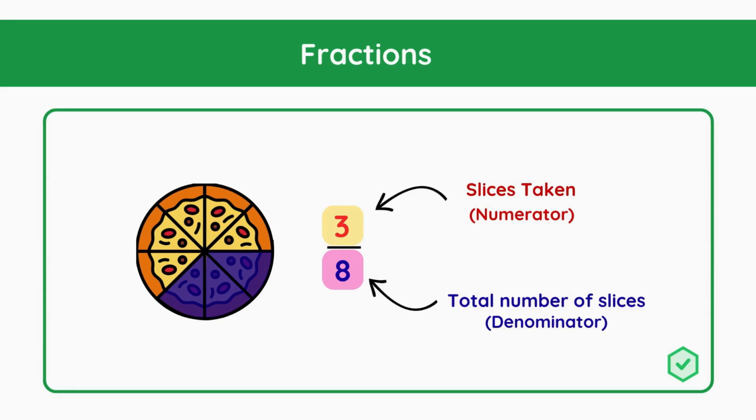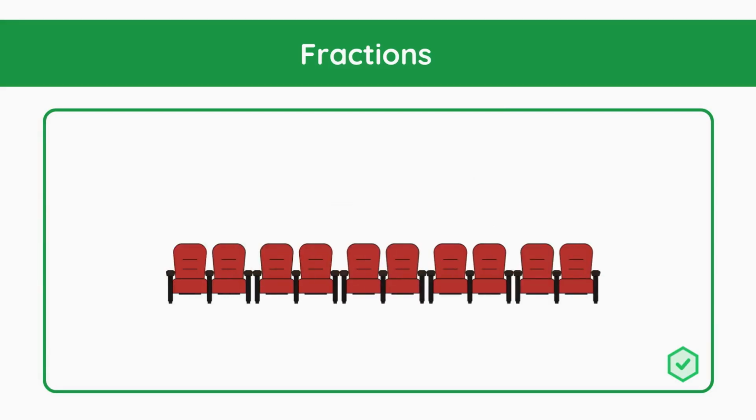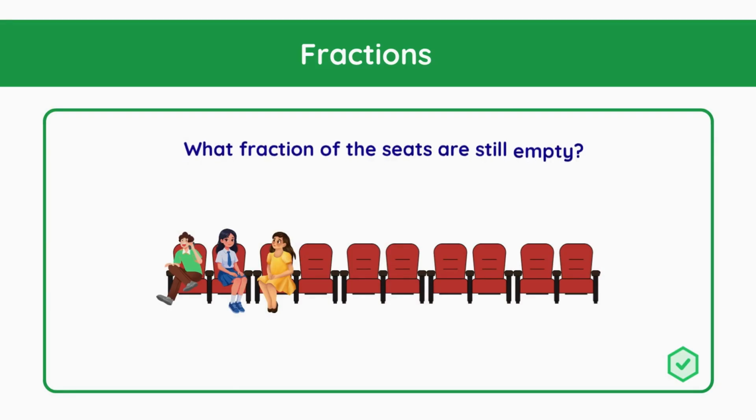Let's do one more example. Suppose there's a row of 10 seats. 3 of those seats get taken by your friends who arrive. The question is, what fraction of the seats are still empty? Well, if 3 out of the 10 seats are taken, then the number left empty is 10 take away 3, which is 7. And the total number of seats is still 10. So the fraction of seats remaining is 7/10.